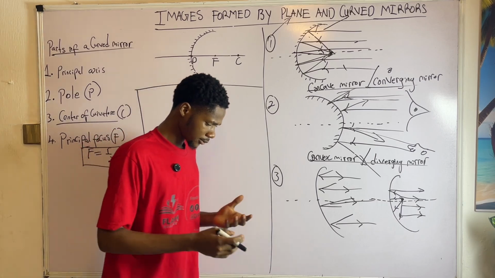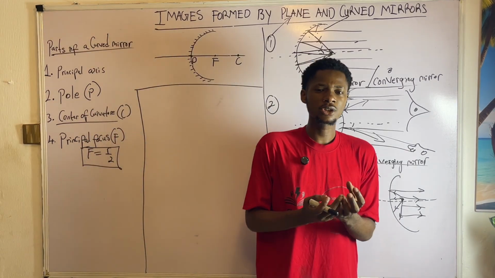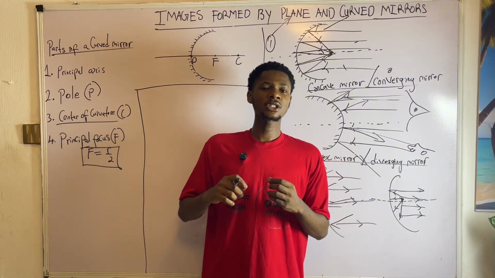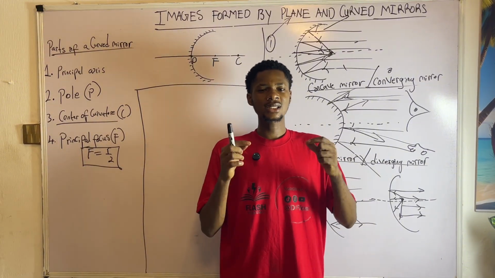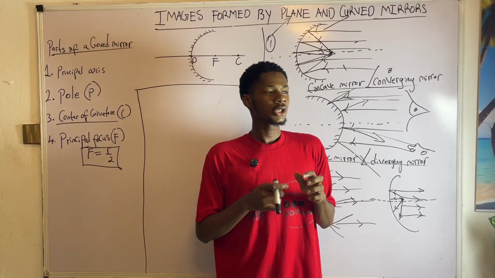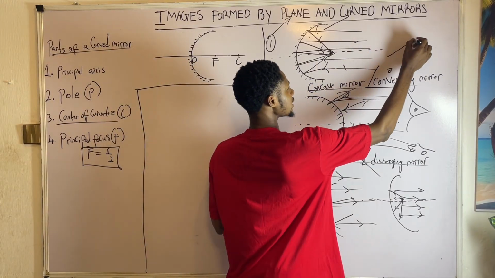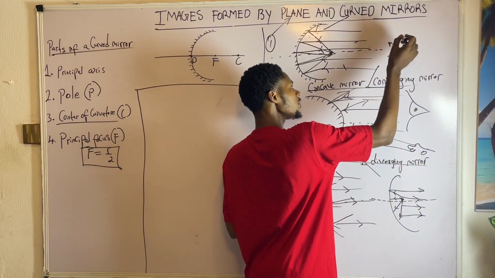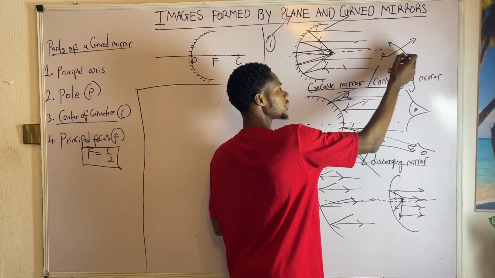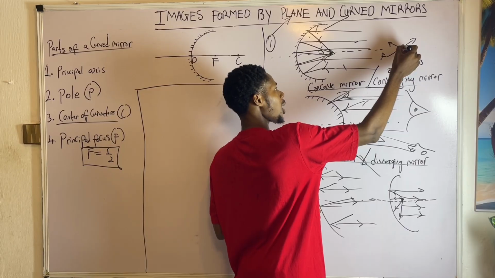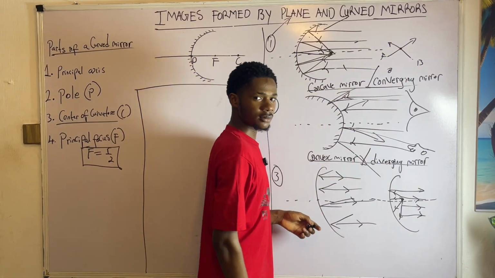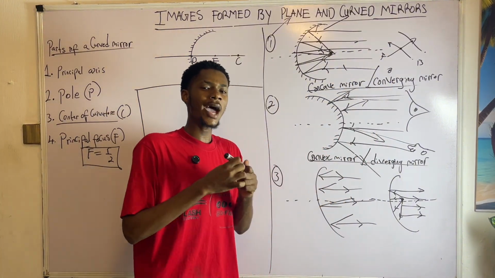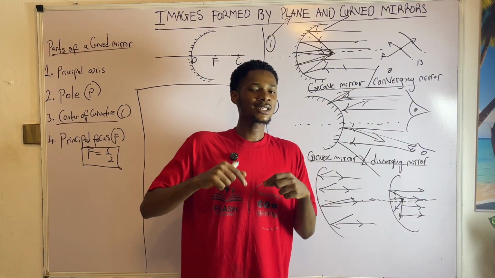Now to create an image, take note, before an image can be formed, rays of light need to intersect. So if, for example, a ray of light is traveling like this, it will not form any image until any other ray of light intersects it. If another ray of light, let's call this one A, let's call this one B, intersects it here, we are going to have an image formed here. If there's a ray of light that intersects it here, the image is going to be formed there. So it is where the rays of light intersect that an image is going to be formed.